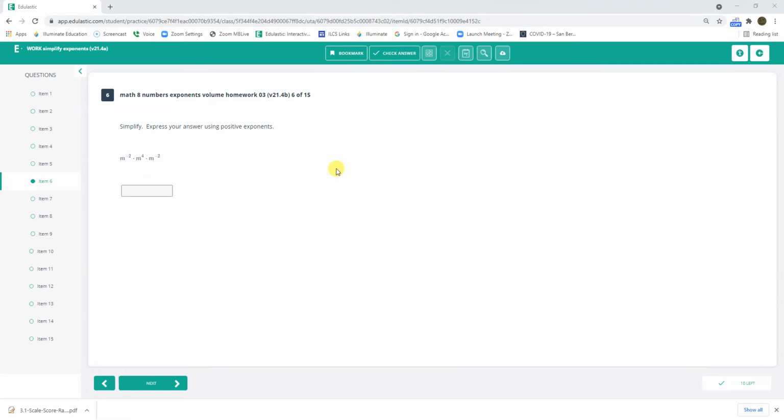This looks like all base add, so negative 2 plus 4 minus 2. That's going to be m to the 0, and anything to the 0 power is 1.